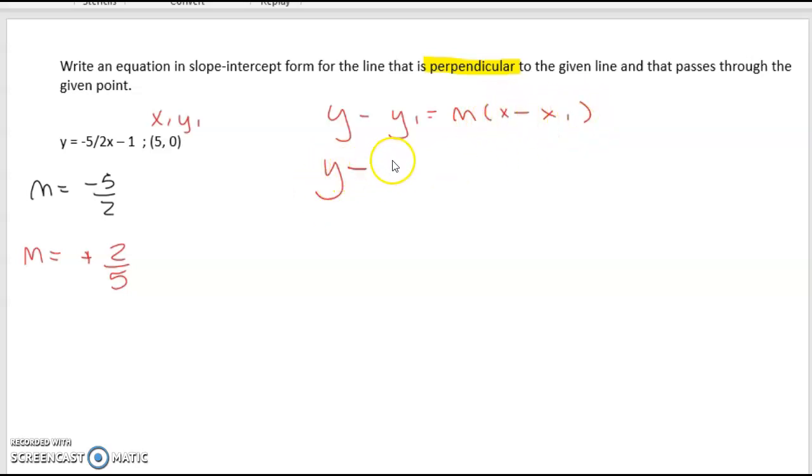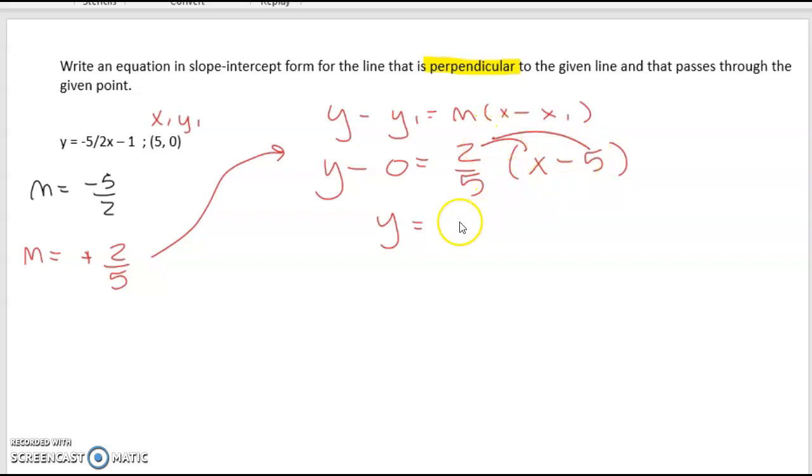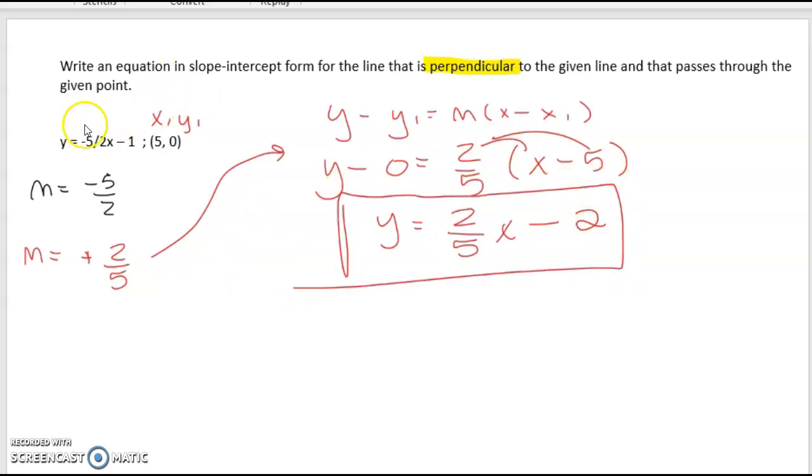So y minus 0 equals 2/5. This is the one that I'm using. Times x minus a 5. Y minus a 0 is really just y. Distribute my 2/5 and I have 2/5 x minus a 2. And there is my answer. Because guys, remember, we can see my initial slope was this. Here was my new slope. Those are perpendicular.